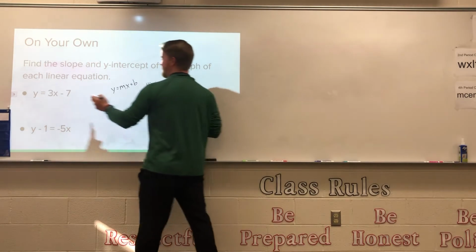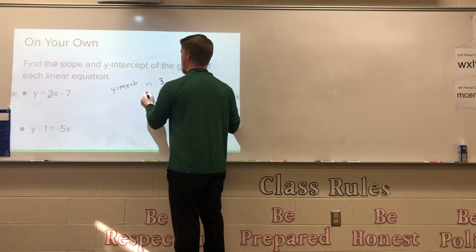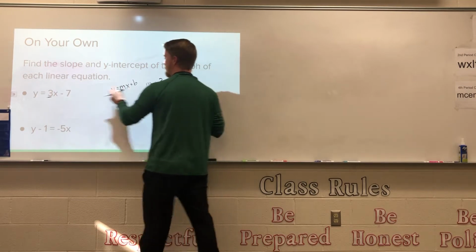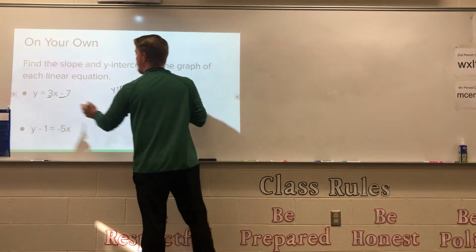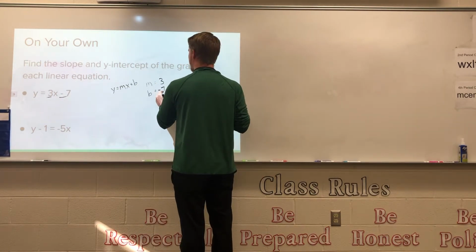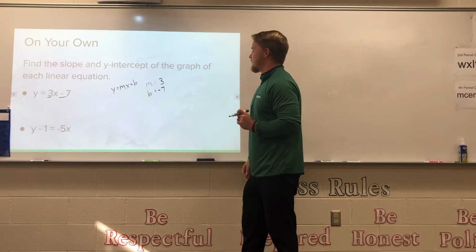My m in this case is 3. So that's my slope. My b in this case, again, make sure if this is minus, that goes with it. So this is a -7 for my b. -7 is my y-intercept. Okay, so that's the first one.